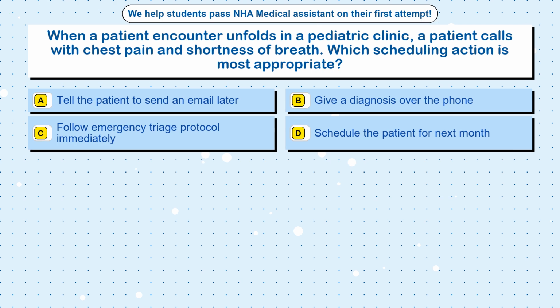Question 46. When a patient encounter unfolds in a pediatric clinic, a patient calls with chest pain and shortness of breath. Which scheduling action is most appropriate? Option A, tell the patient to send an email later. Option B, give a diagnosis over the phone. Option C, follow emergency triage protocol immediately. Option D, schedule the patient for next month.